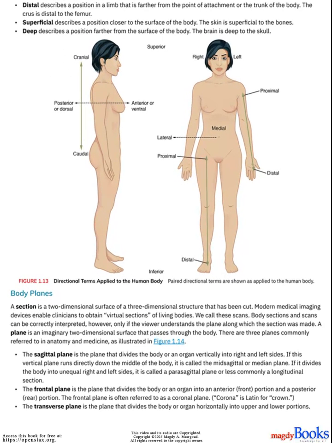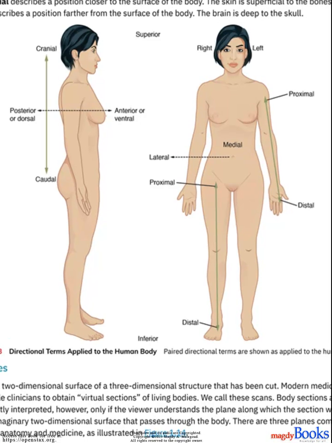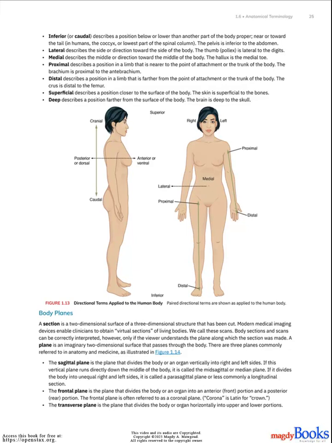Figure 1.13. Directional terms applied to the human body. Paired directional terms are shown as applied to the human body. Superior. Inferior. Cranial. Caudal. Posterior or dorsal. Anterior or ventral. Right. Left. Medial. Lateral. Proximal. Distal. Proximal. Distal.